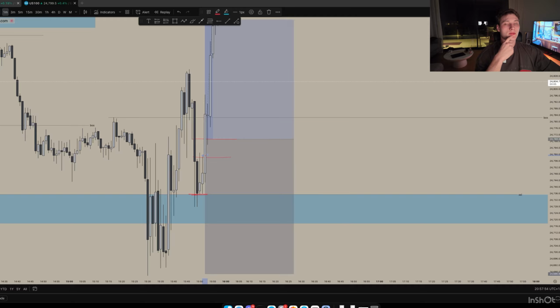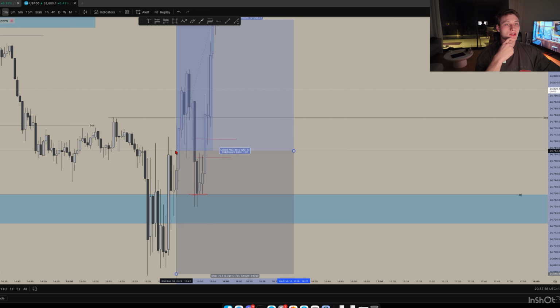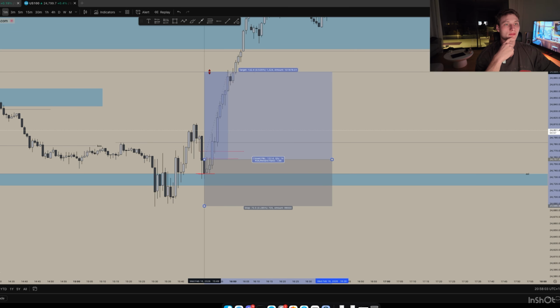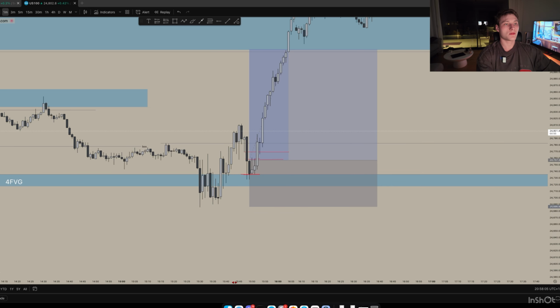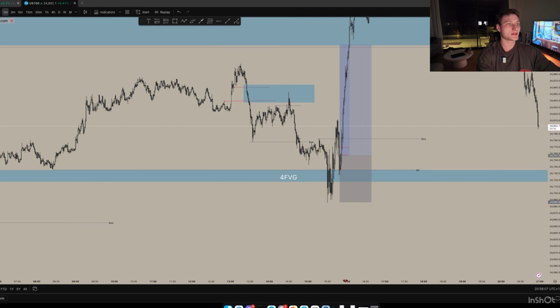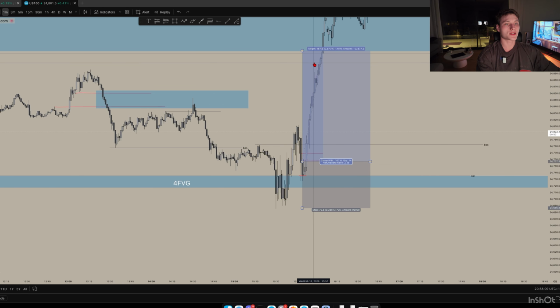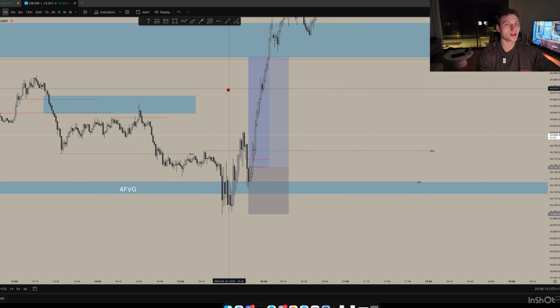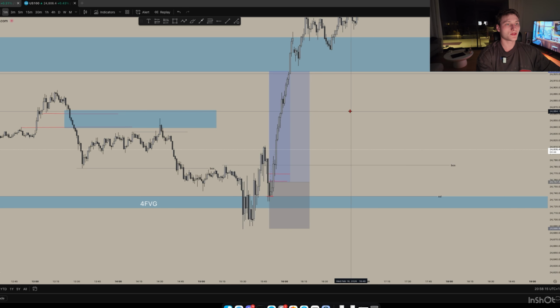Here is the point where I took my second position. The first was taken somewhere here, on the test, and the second one was taken here after the inversion. My target was the daily time frame FVG and these equal highs over here. I took this trade and it hit about $2,500, which is quite good. I took other good trades today as well, but this is all about the Nasdaq.